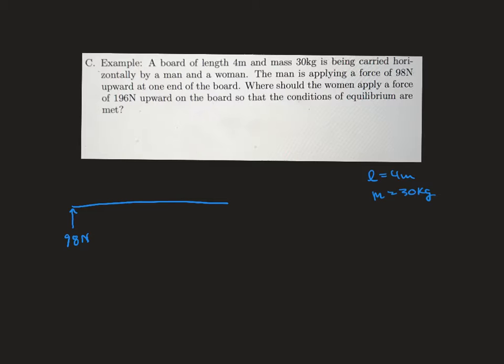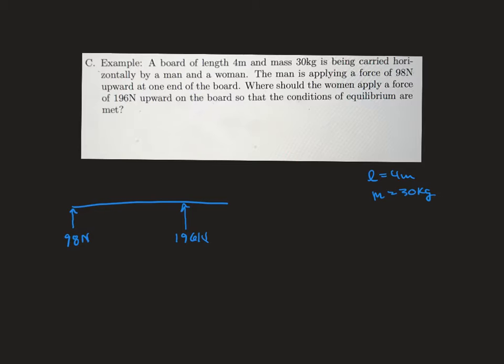And we want to know where the woman should apply a force of 196 newtons on the board, so that we're in conditions of static equilibrium. Alright, so that means that we need to use our problem solving steps. So we're going to pick an object. Our object is going to be the board, because that's what all the forces are acting on.